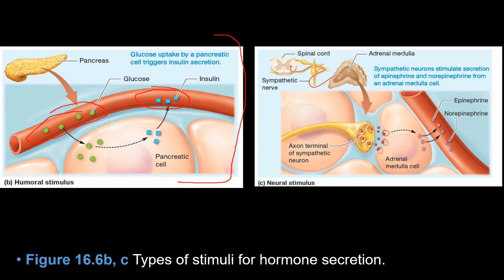You also have those neural stimulus. So this would be the axon of one of those sympathetic pathways, and it releases those neurotransmitters into the adrenal medulla, and then the adrenal medulla releases neurohormones, epinephrine and norepinephrine, into the bloodstream to carry out those long-lasting effects. And we've already discussed this in our SNS chapter.